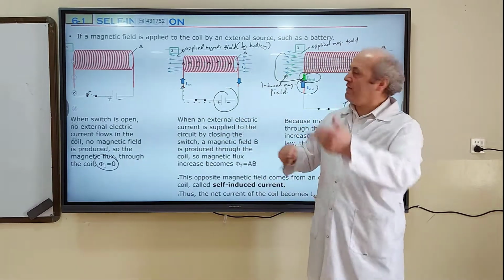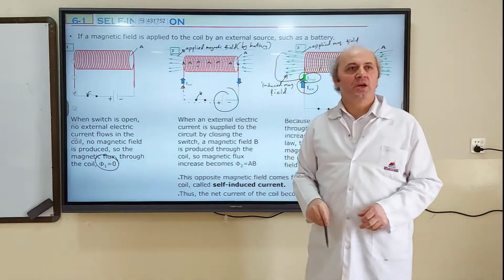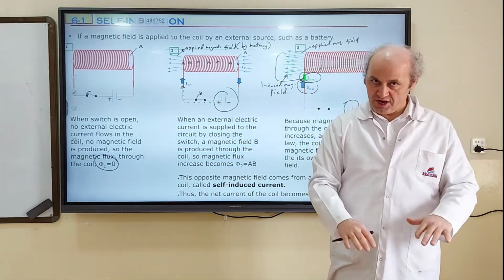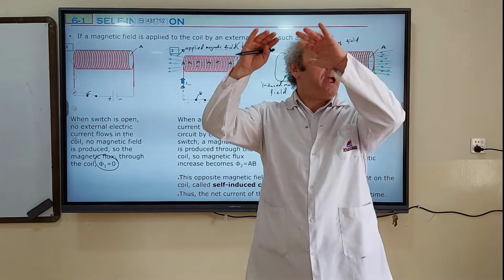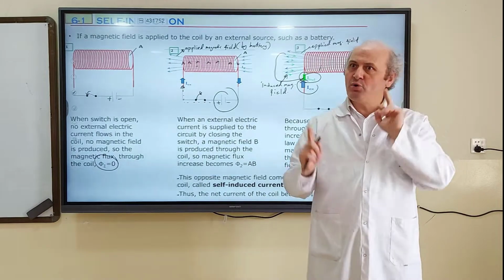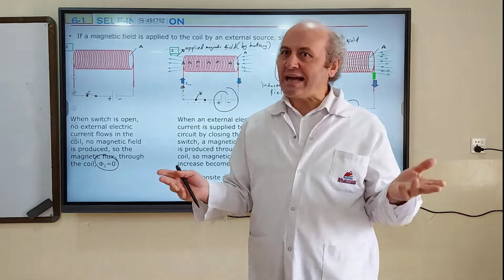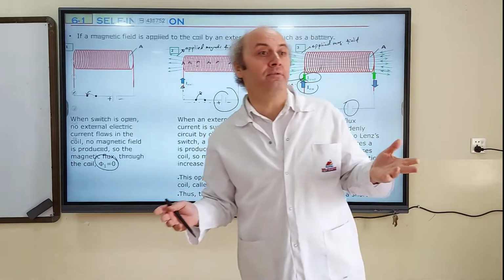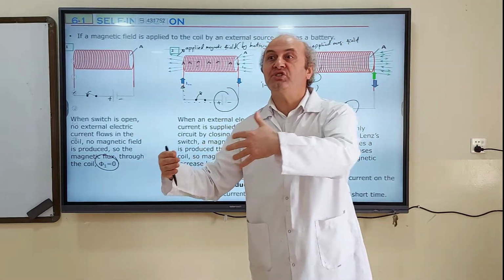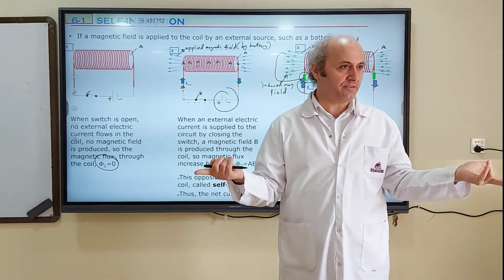What would happen now if we open the switch? If you open the switch, this time electric current will decrease. If electric current decreases, the applied magnetic field also decreases. Now, the coil this time reacts to this decrease. If the coil reacts to this decrease according to Lenz's law, it must induce a magnetic field which is in the same direction as the applied magnetic field, of course.